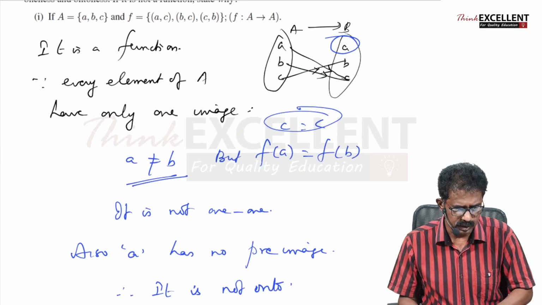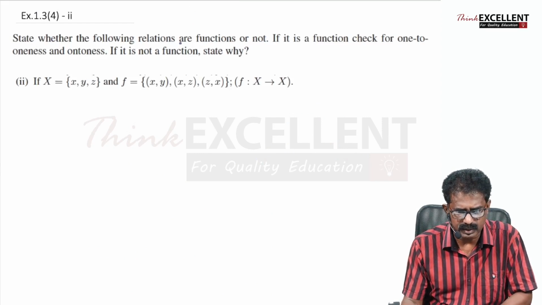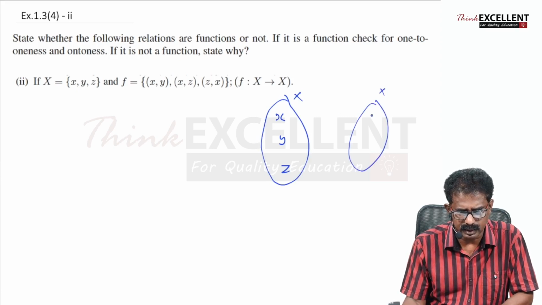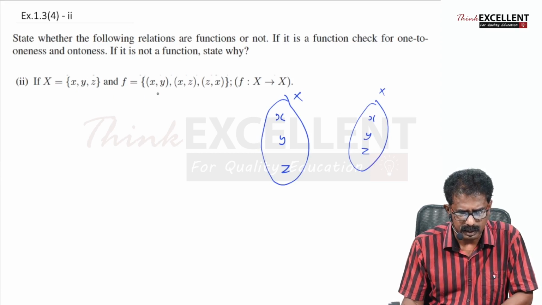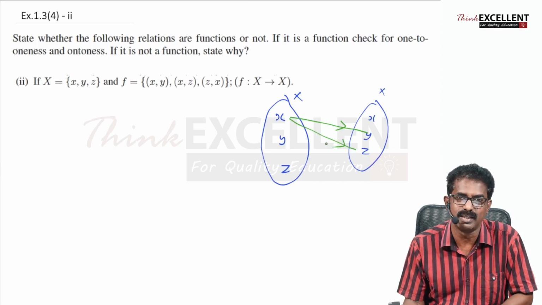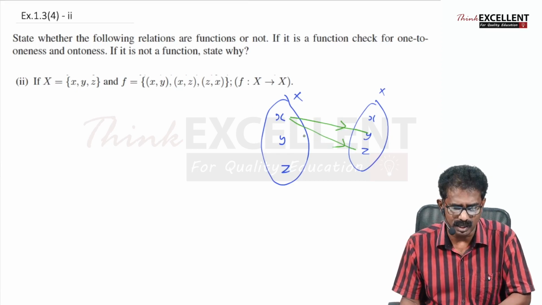So there is one more subdivision. We'll do that also. Look at this. State whether the following relations are functions. Same thing only. Here X is given. X is x, y, z. The function is X to X only. Okay, so the first one is x. Second one is also x. The elements are x, y, z. So what is the first ordered pair? x, y. Next one is x, z. Now you know it is not a function, right? Why? The element x has two images, so it is not a function.